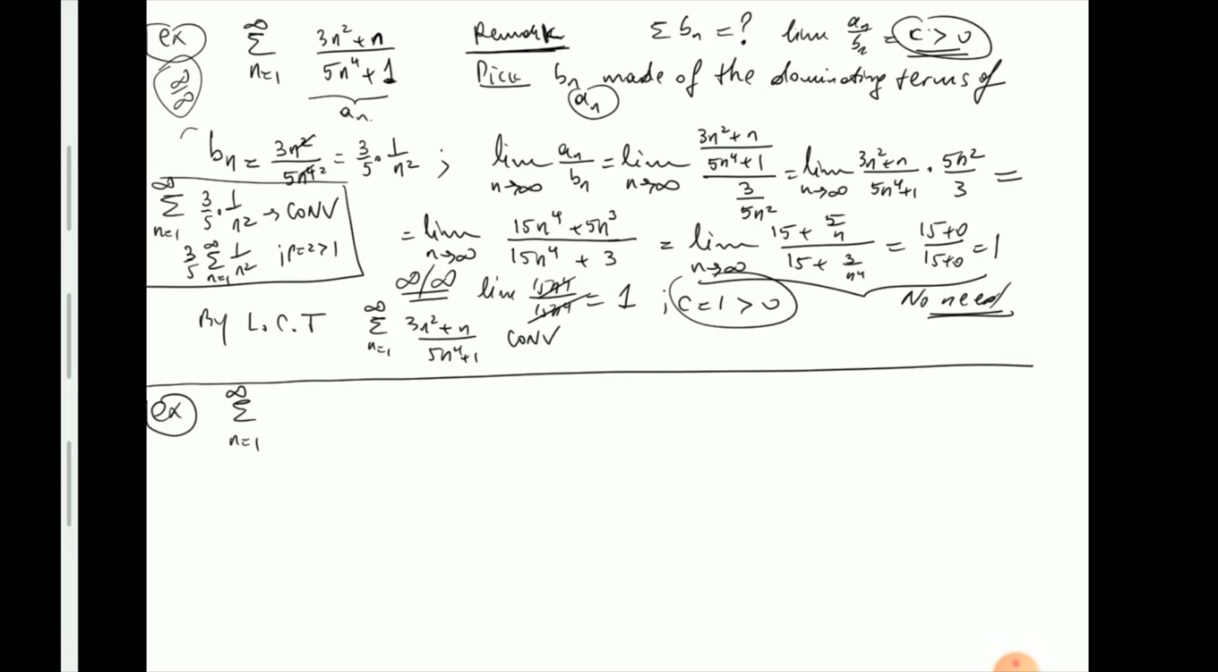Let's say 5 square root of n divided by 2n squared plus 3. You should probably pause the video at this moment and ask yourself, just by looking at the ratio of the dominating terms, whether this is convergent or divergent.